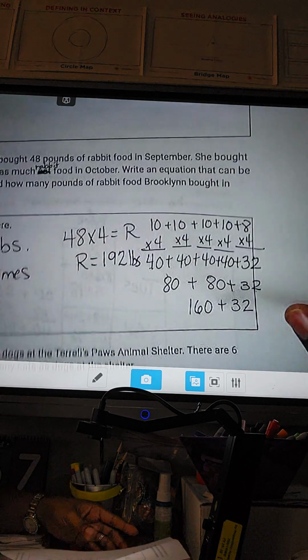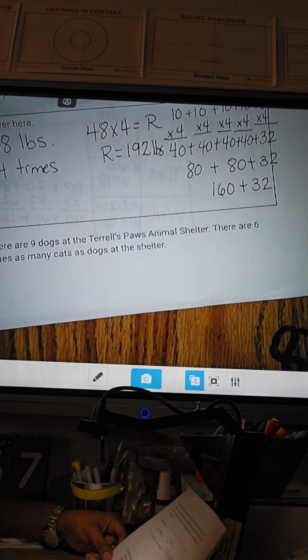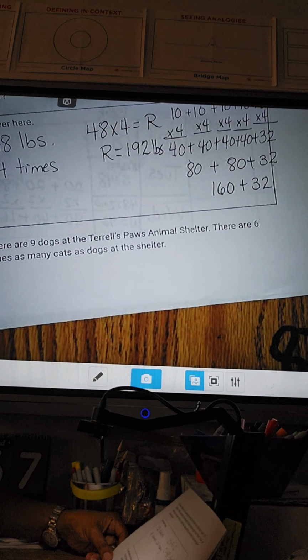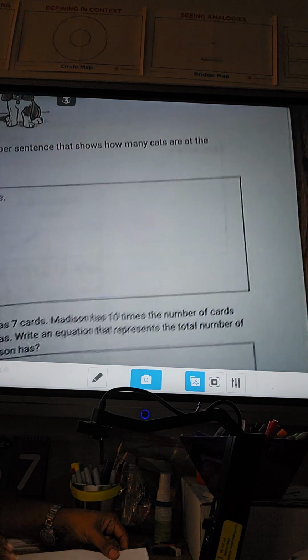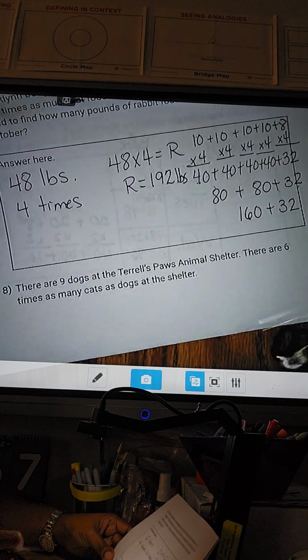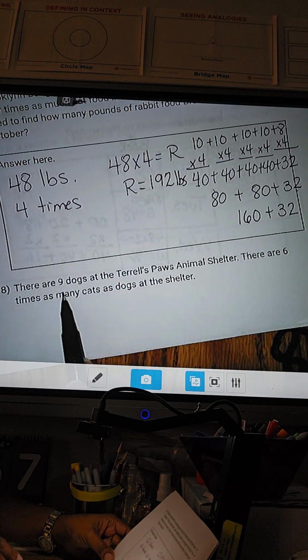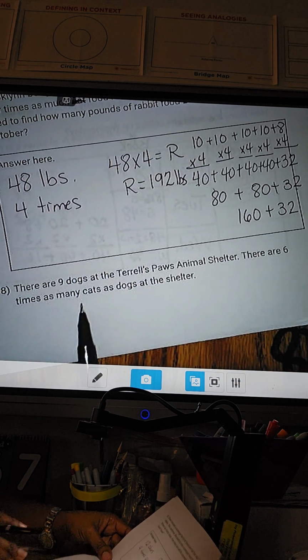Number 8. There are 9 dogs at the Terrell's Paw Animal Shelter. There are 6 times as many cats as dogs at the shelter. Make a number sentence that shows how many cats are at the shelter. So my information says that there are 9 dogs and there are 6 times as many cats.